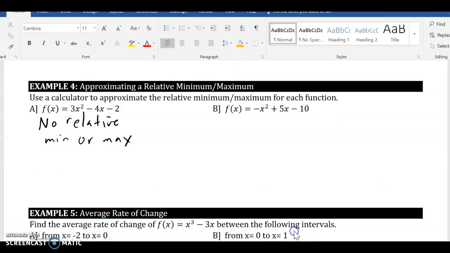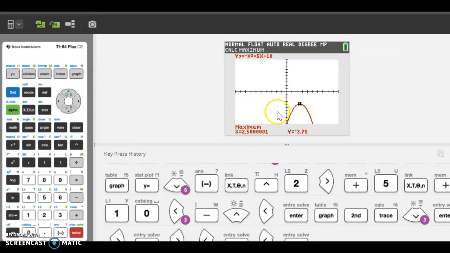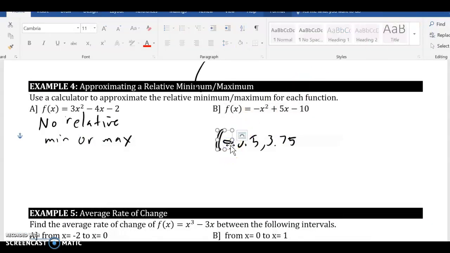So we can record that. Negative 2.5, 3.75. Make sure I recorded that correctly. Oh, got my negatives backwards. So it's negative, no, it's positive 2.5, negative 3.75.